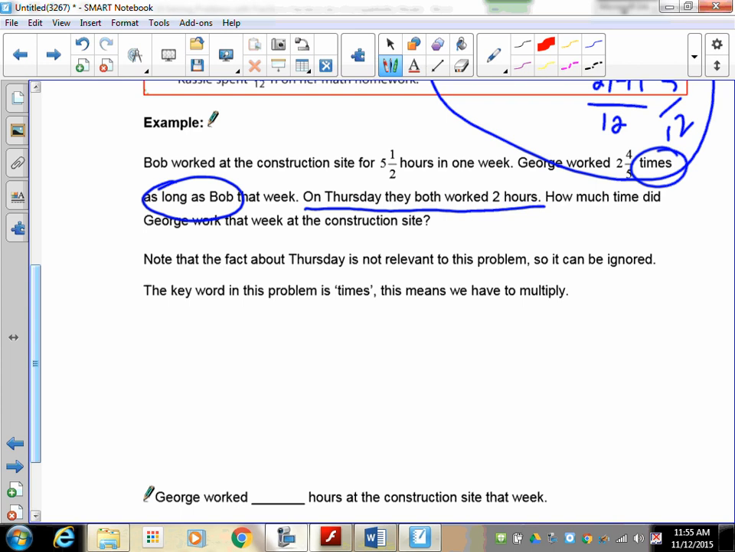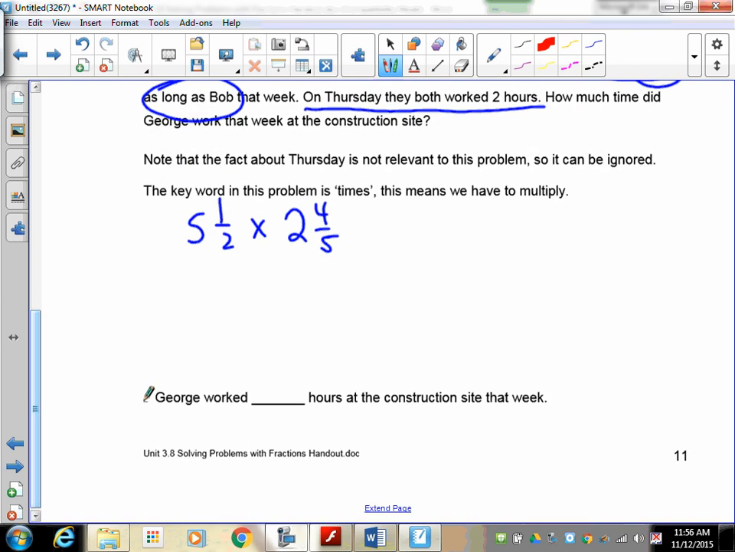So Bob worked 5.5, and George worked 2 4/5 times as long as Bob. So you take your 5.5 and you multiply it by 2 4/5. So your job now, pause the recording and calculate the answer. All right, should be done by now.